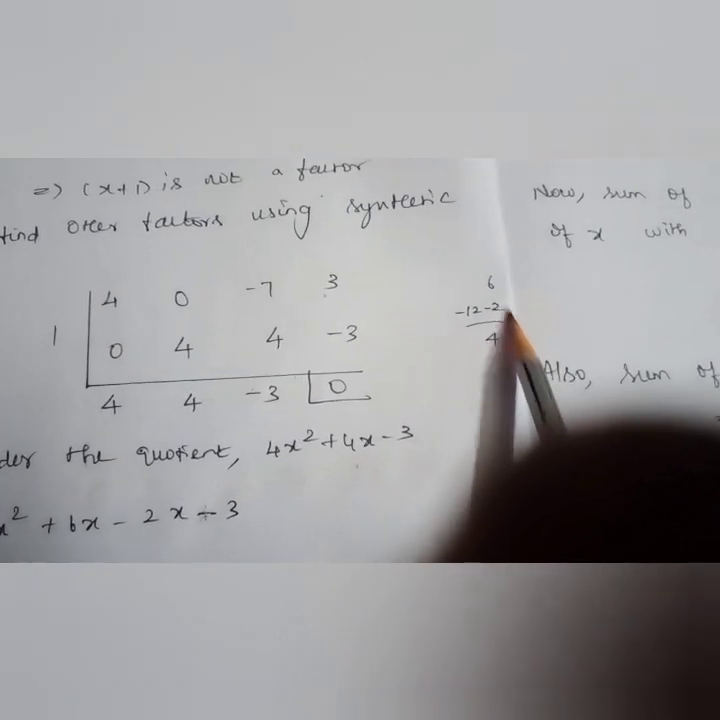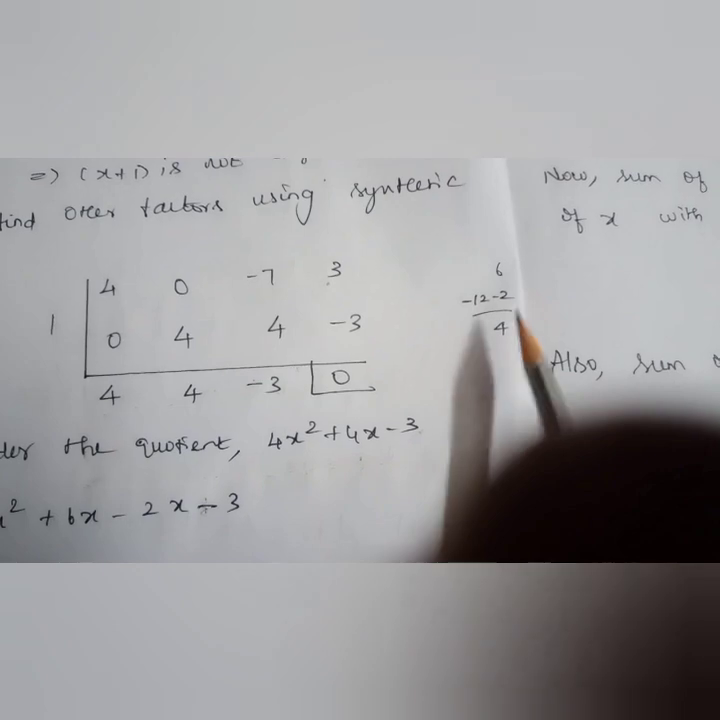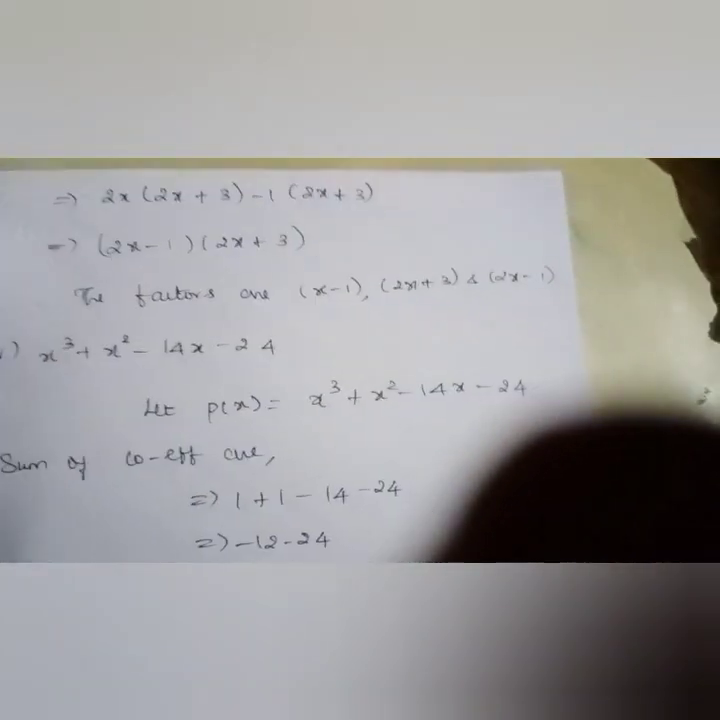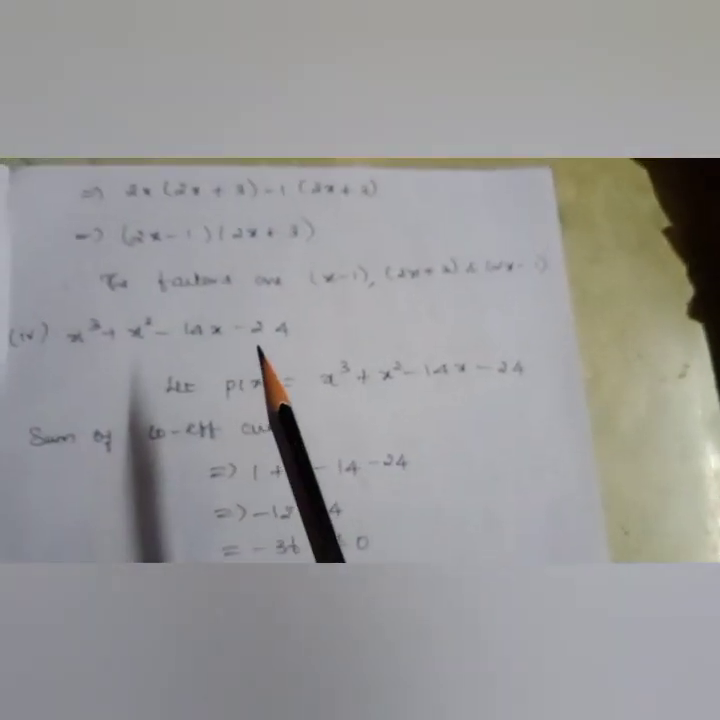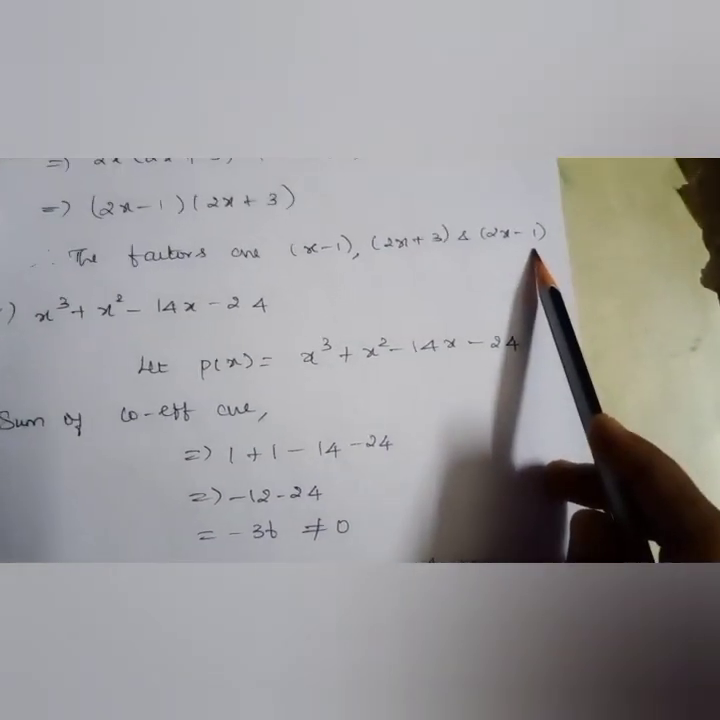Now the two numbers which on multiplying give minus 12 and on adding or subtracting give 4, that means 6 minus 2. So I am getting the factors here to be 2x minus 1 and 2x plus 3. So these are my factors. So the total factors are x minus 1, 2x plus 3 and 2x minus 1.